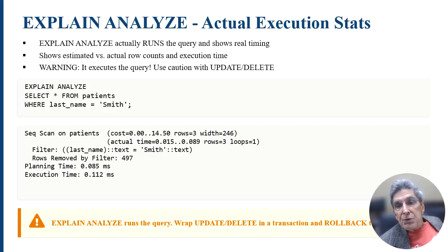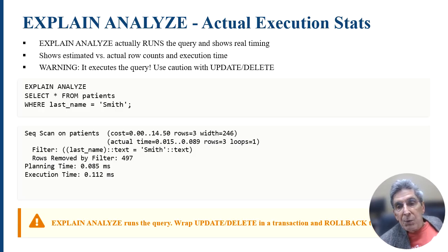Below that we see rows removed by filter, 497. This is very informative. It means Postgres read 500 total rows, our entire patients table, and threw away 497 that did not match the filter. Only 3 survived. That's a lot of wasted work, and it tells us an index would have been highly beneficial in this use case. Planning time and execution time at the bottom give you the total wall clock time. Planning time is how long it took to figure out the execution plan, and execution time is how long the actual query took to execute.